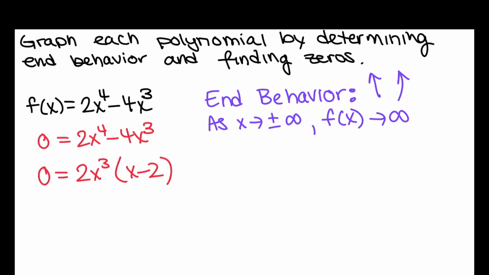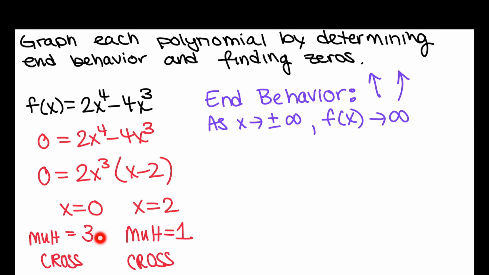Next, to find the zeros, I'm going to set y equal to 0, and I'm going to try to solve by factoring. In this case, I have a greatest common factor. I can pull out a 2, and I can also pull out an x to the third. Then I'm left with x minus 2. If I set each of these factors equal to 0, 2x to the third equals 0 gives me x equals 0. x minus 2 equals 0 gives me x equals 2.